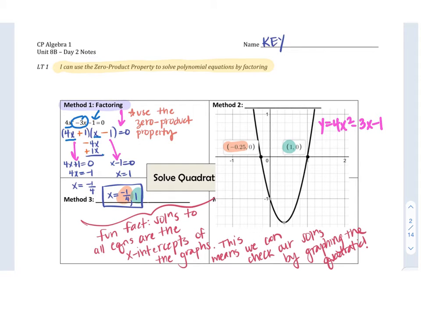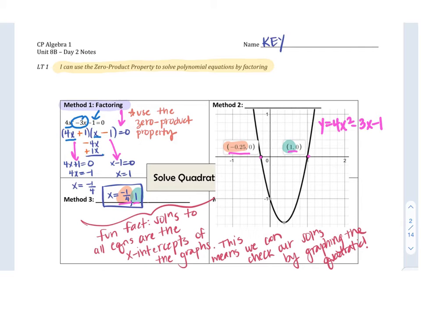And what we're paying special attention to are the x-intercepts. So if you want to double check, you would graph that quadratic in Desmos, and you're going to get the exact same two x-intercepts. And what do you notice? The x-intercept of negative 0.25 is the same thing as negative 1/4. And then I also have an x-intercept of 1. And so that's another solution. And so you can verify that you factored correctly to find the solutions.